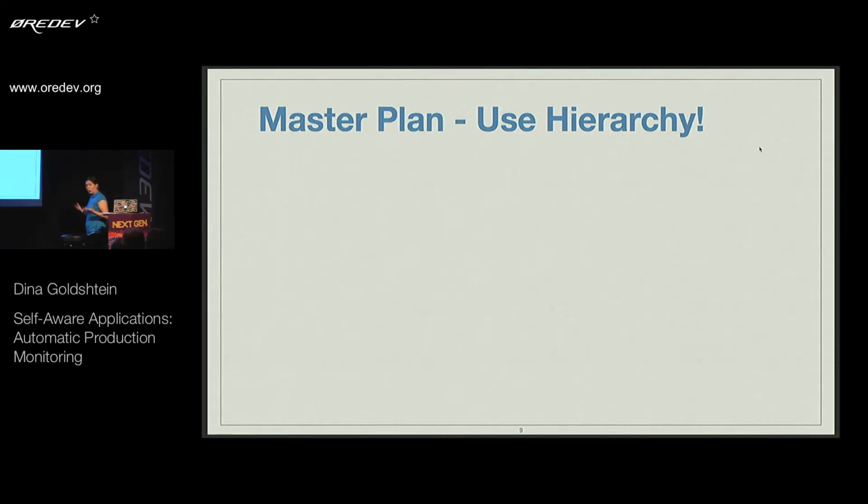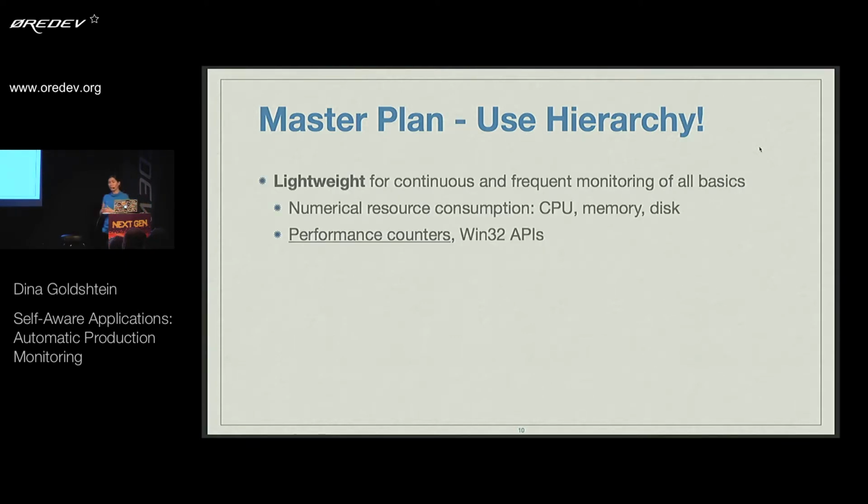So how do we go about implementing this grand scheme that I have for self-aware applications? Obviously, we can't allow ourselves to have a profiler or a debugger constantly attached to our production. The overhead is just going to be too big. So what I suggest, and I think it's not very new or surprising, is a hierarchical monitoring scheme. I would suggest that we use our cheapest tools to monitor all the basics, the things that we need to monitor at the highest frequency.